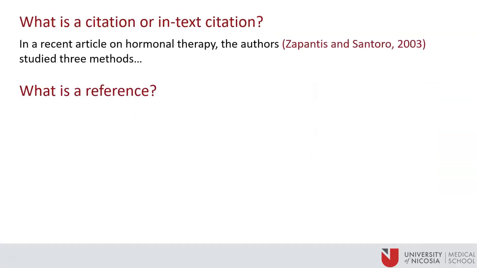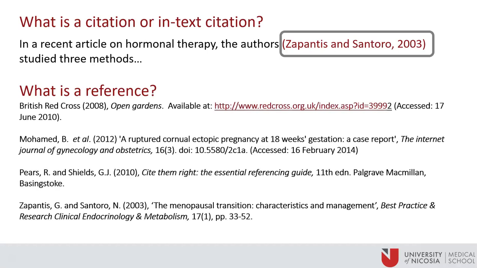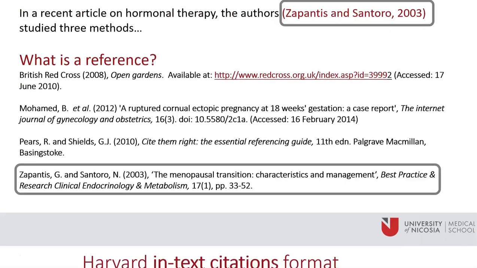First, let's make sure we know the difference between a citation and a reference. A citation, or in-text citation as it is sometimes called, is a short marker of the source of the idea you have paraphrased, summarized, or quoted in your paper. Harvard citations are called author date citations and look like this. The reference is the full description of the citation at the end of your paper that helps the reader find the source where you got the idea.